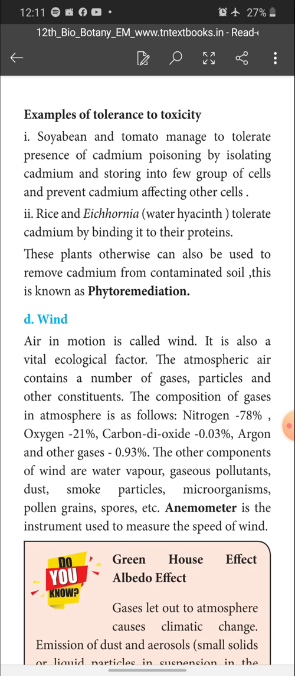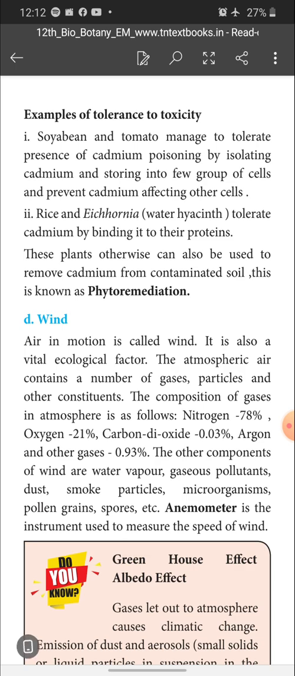Okay, you may have a reasoning question: some plants have the ability to tolerate cadmium poisoning, justify the answer. Soybean and tomato tolerate the presence of cadmium poisoning by isolating cadmium and storing it in a few groups of cells. That means tomato and soybean have some group of cells in which they store the cadmium and prevent it from affecting the other cells.